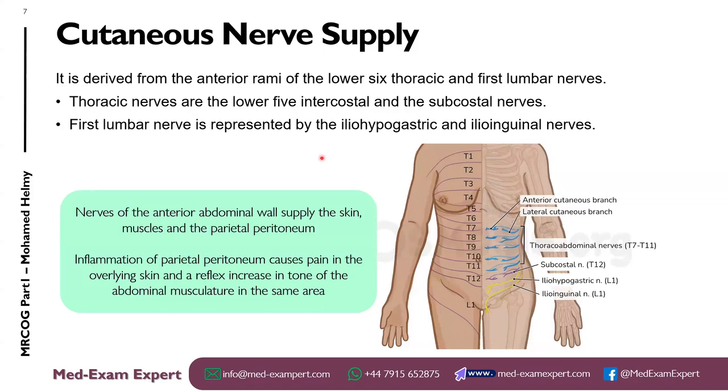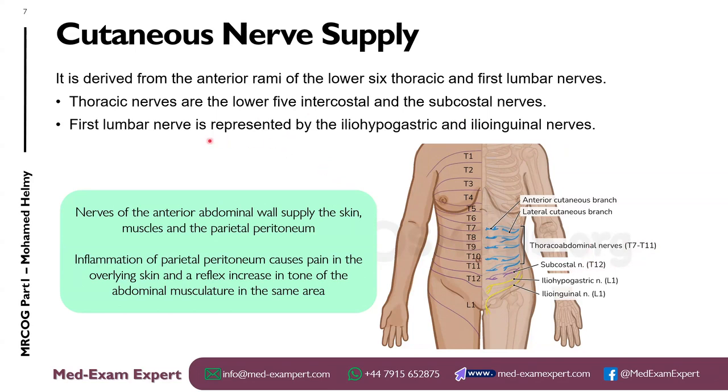Here I'm talking about the skin, still the superficial layers, and specifically the cutaneous nerve supply. The cutaneous nerve supply is derived from the lower 6 thoracic and first lumbar nerves. The thoracic part is the lower 5 intercostal nerves, T7 to T11, and the subcostal nerve, which is T12. So they are 6 thoracic nerves.